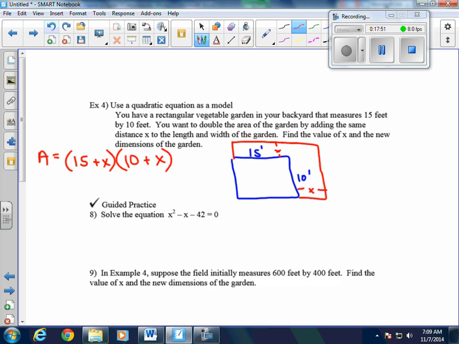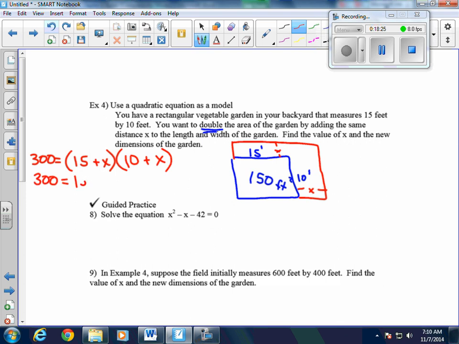We know that the old area was 150 feet squared. So here it says we want to double the area. So now instead of 150 feet squared, this is going to become 300 feet squared. So now we have our equation set up. And from here, we're going to FOIL it, and then we're going to have to go back the other way and factor it.